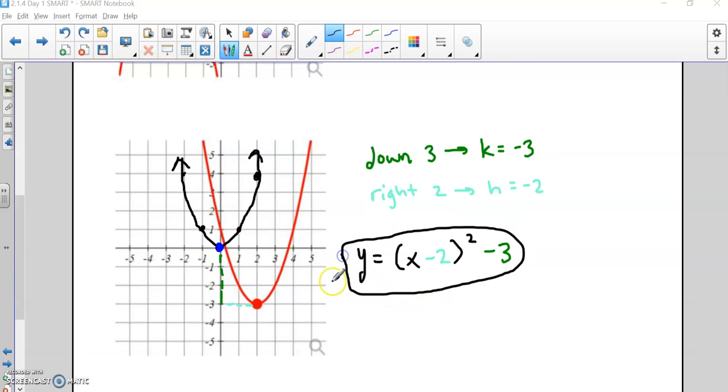Be very careful so as not to mix up your h and your k. I see that all the time. That's like the most common mistake, aside from mixing up the sign for h.